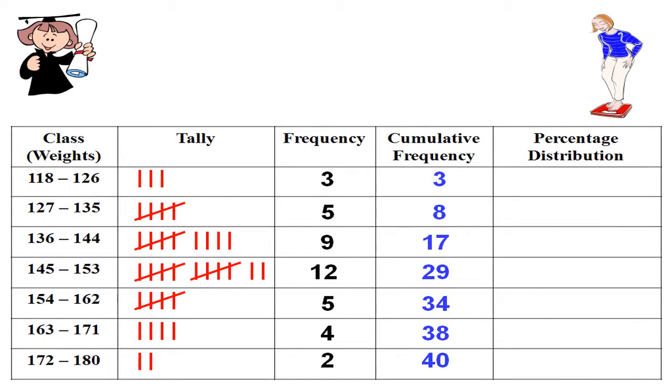Okay, so let's look at this. How do we get percentage distribution? Well, first we need to find the relative frequency. What did we say the sum of the frequency was here? 40. So remember, relative frequency is you take the frequency and you divide it by the sum of the frequency, right? So the first one would be what? 3 divided by 40, right? 3 divided by 40, that gives you your relative frequency.